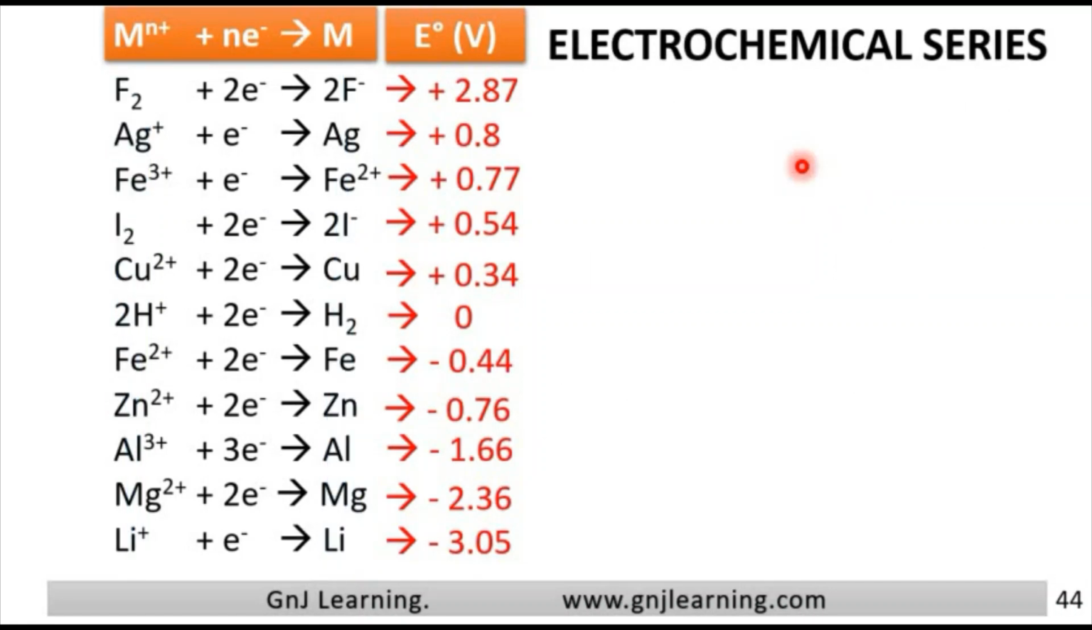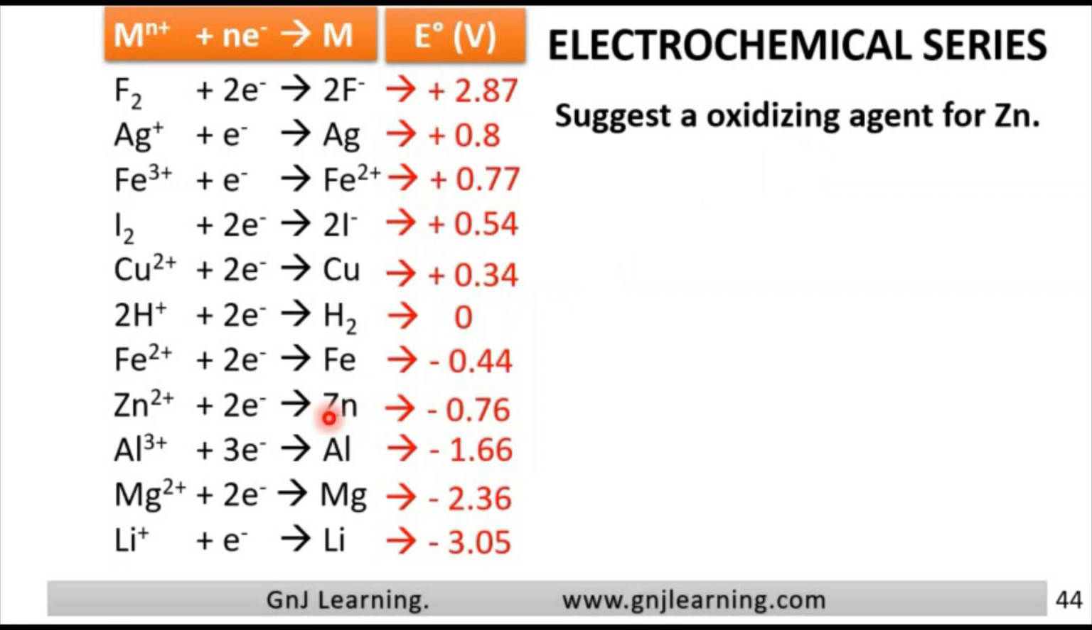Now next, a question: suggest an oxidizing agent for zinc. For a spontaneous redox reaction, the oxidizing agent for zinc must have a higher E0 value. That means any of the oxidizing agents above the half cell can be chosen as an oxidizing agent for zinc. Which one will you prefer among these? I will prefer F2 because it's the best oxidizing agent. It will easily oxidize zinc. So the oxidizing agent I will choose is F2.